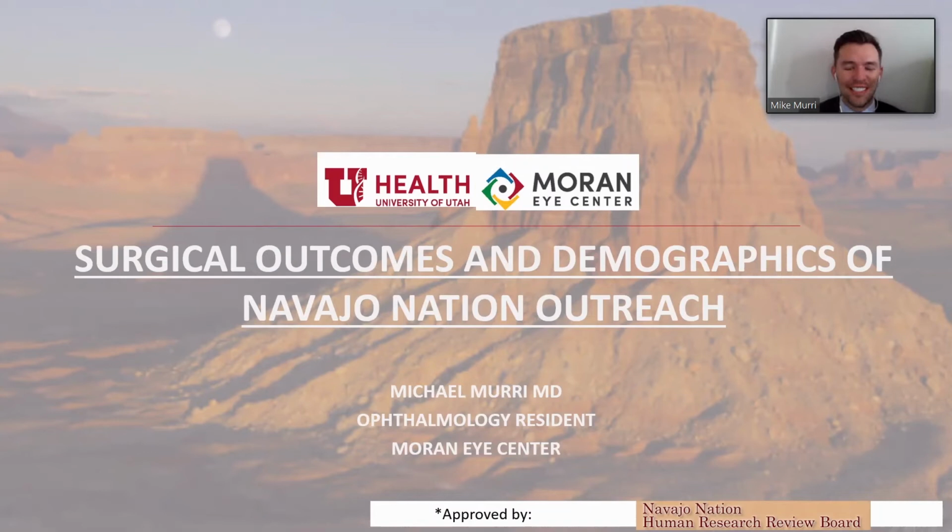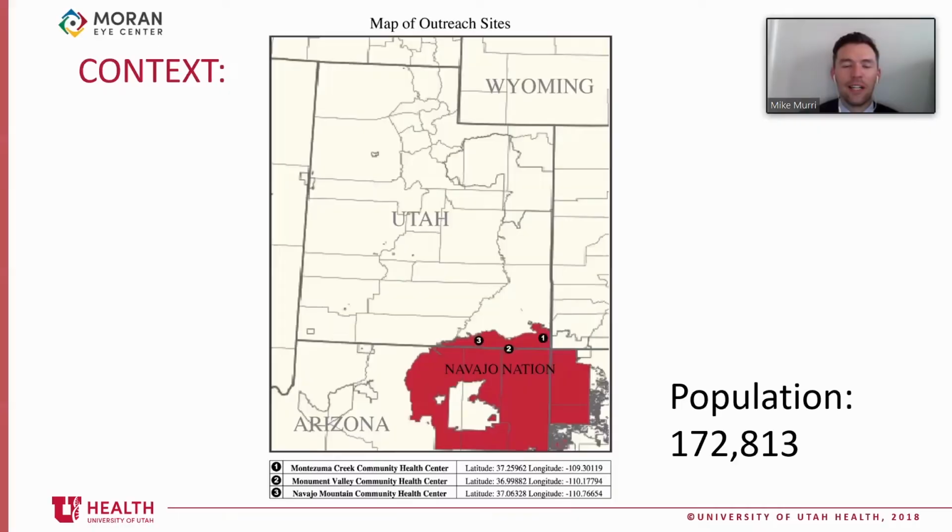I'll be presenting on surgical outcomes and demographics in the Navajo Nation outreach. Moran has been going and providing clinical and surgical care to the Navajo Nation at least since 2013. This is a map of the Navajo Nation, which is the largest by area and also by population of all the Native American reservations in the United States. There are primary locations in Montezuma Creek, Monument Valley, and Navajo Mountain, as you see there. And it serves a population of over 170,000 people.